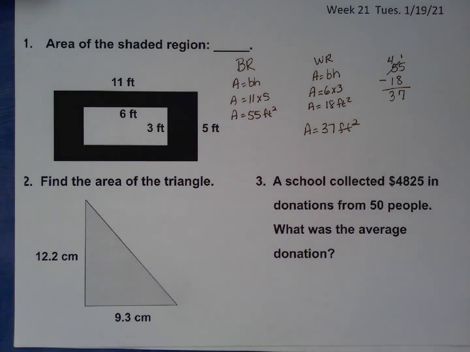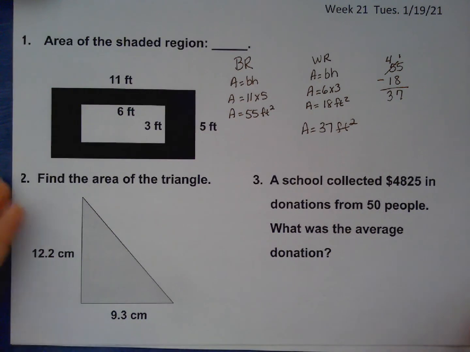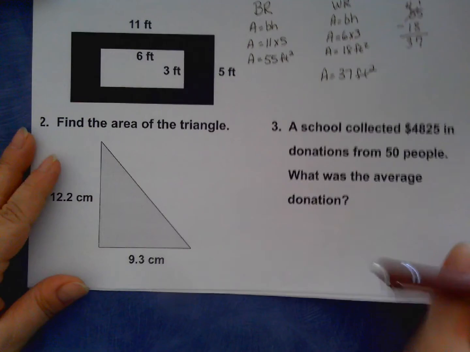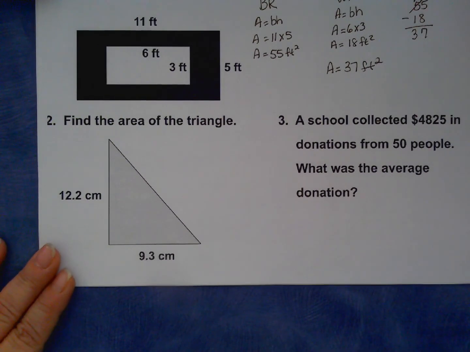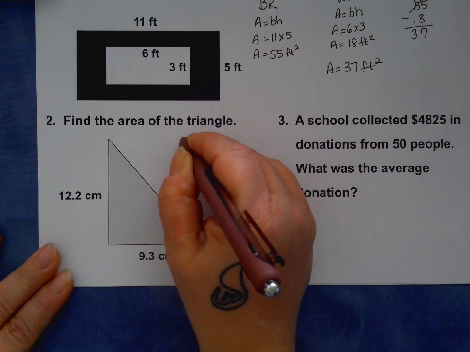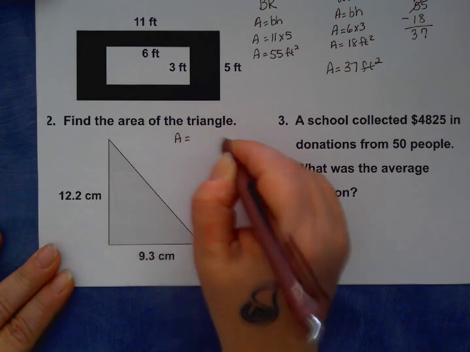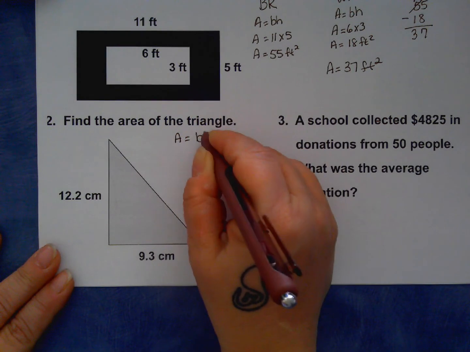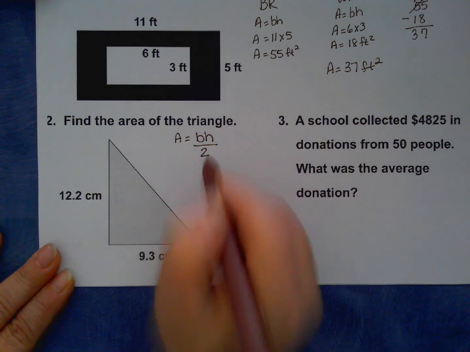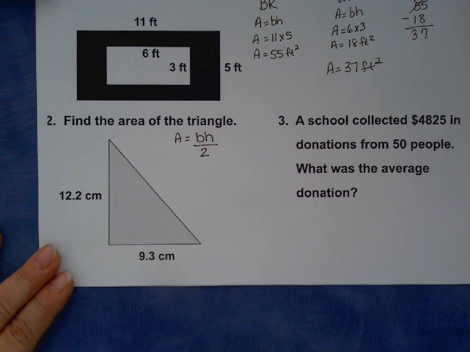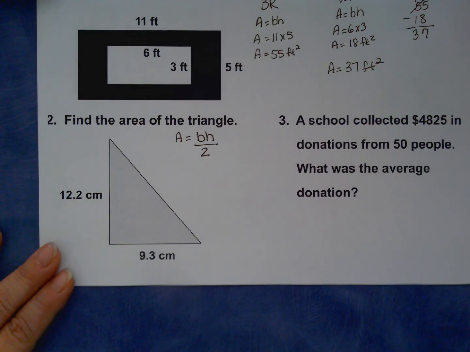All right, next problem. Number 2. This one's pretty straightforward. It's a 1-step problem. What's the area of the triangle? Find the area of the triangle. Okay, so hopefully you're paying attention to my formulas and you remember the area equals base times height divided by 2. All right, so area equals base times height divided by 2.